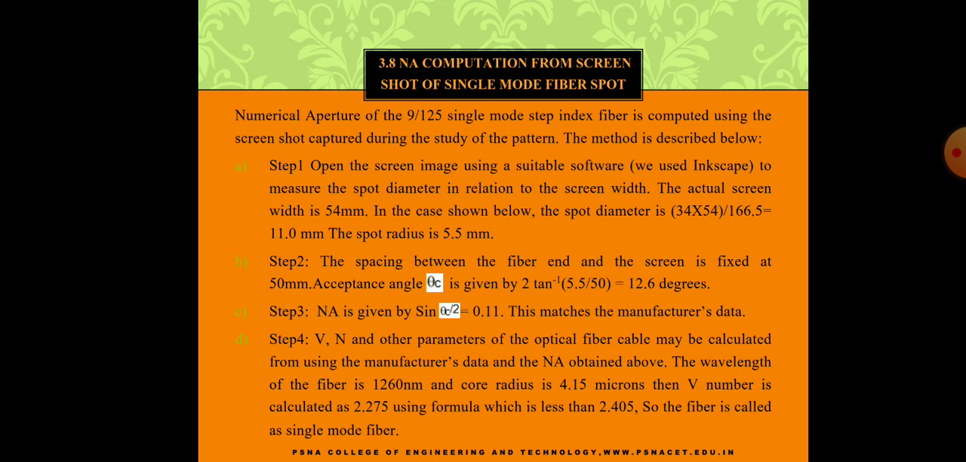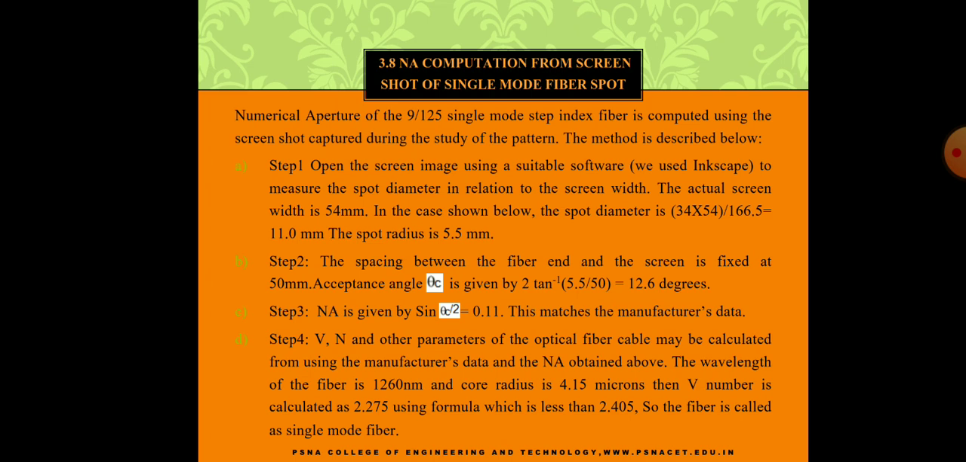From that you can identify the spot radius. The spot radius is the diameter divided by 2, so 11.0 mm divided by 2 is equivalent to 5.5 mm. The second step: the spacing between the fiber end and the screen is fixed at 50 mm.